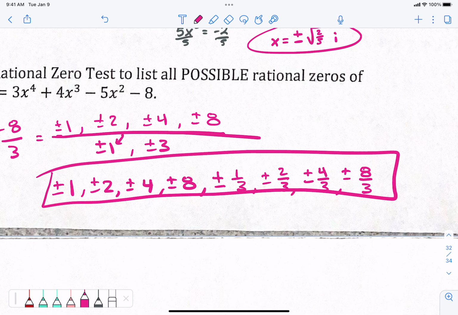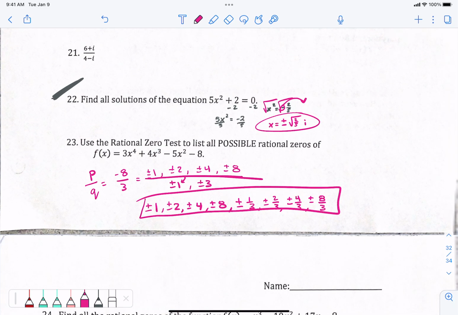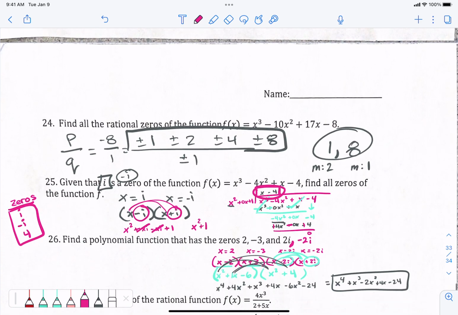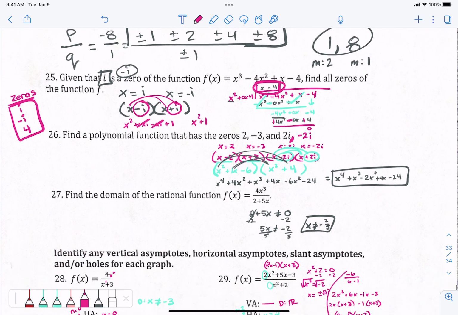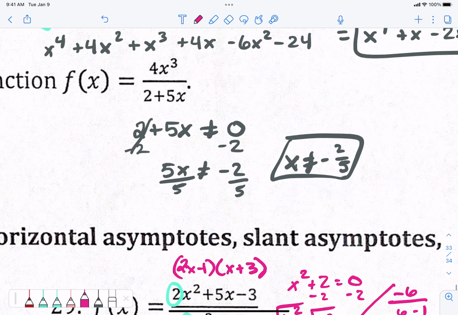That's a lot. But we don't have to figure out which ones actually work, so that's nice. If you go back to 27. All right, we're gonna stop there.